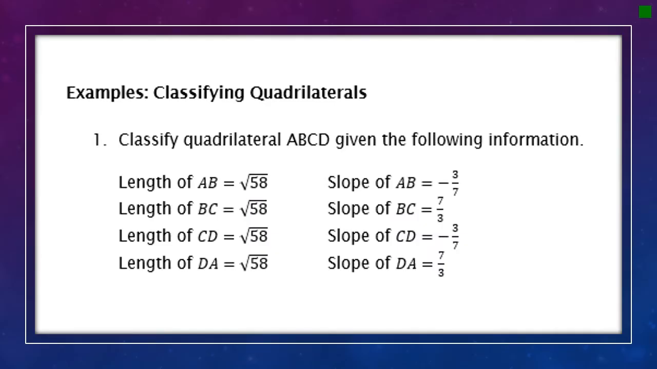We're given information about the length and the slopes of a quadrilateral, and we need to classify what it is. So we have several options, 6 options actually, from the previous slides that this could be. So the first thing I like to look at are the lengths, and I notice that all the lengths are the same. So since all the lengths are equal, I really have 2 possibilities. If you look back in your notes, you'll see that the only 2 possibilities where all 4 sides are congruent, it's either a square or a rhombus.